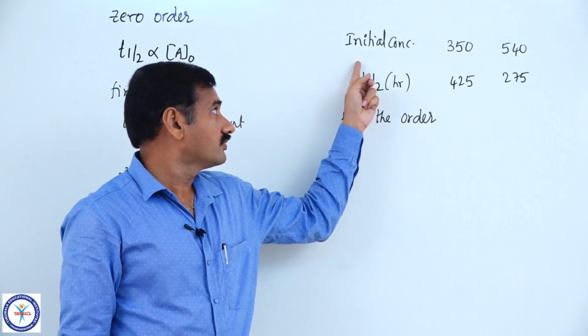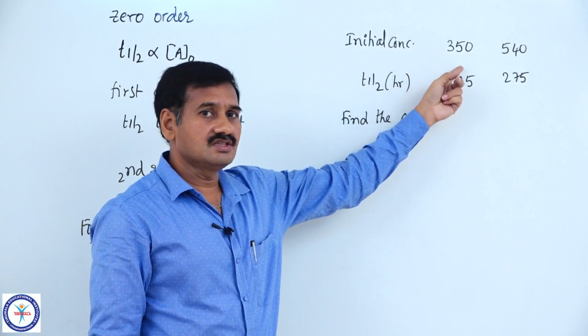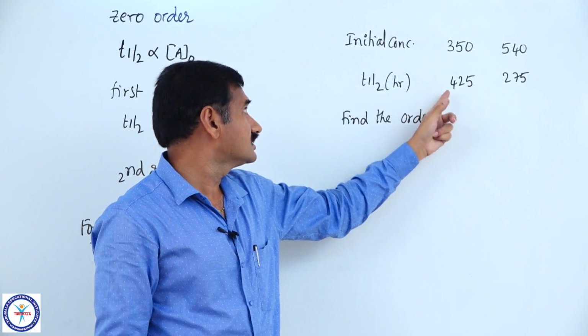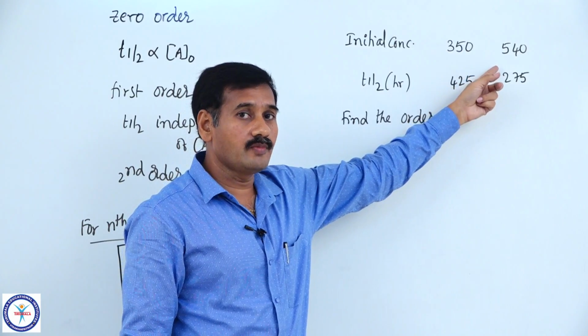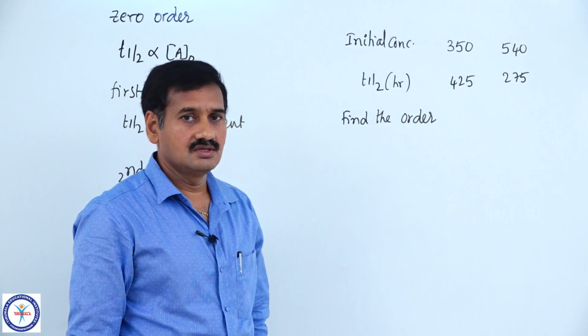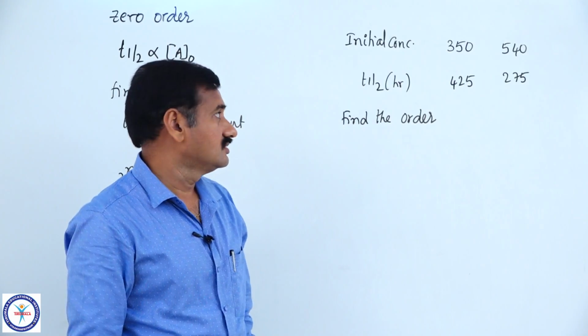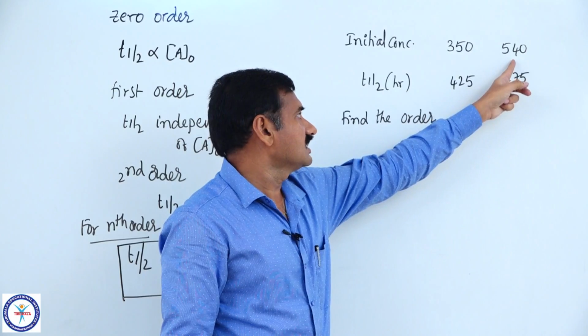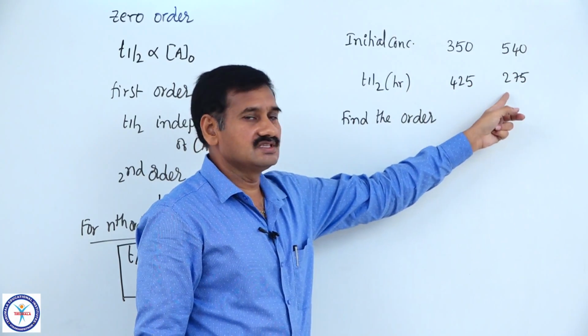This is the question. Initial concentration 350 mole per liter, half life period 425 hours; initial concentration 540 mole per liter, T half is 275 hours. Then what is the order of reaction? From this data, as initial concentration is increasing, half life period is decreasing.